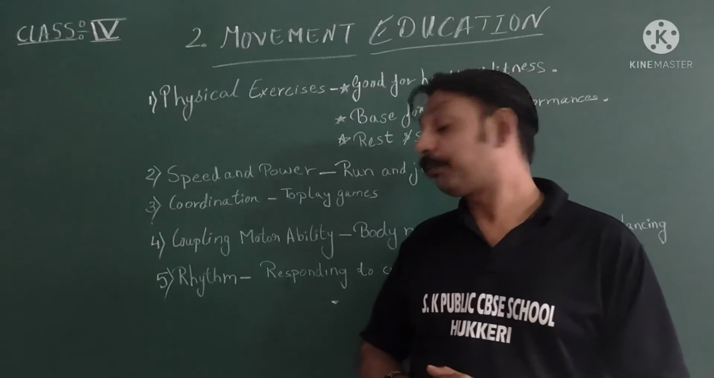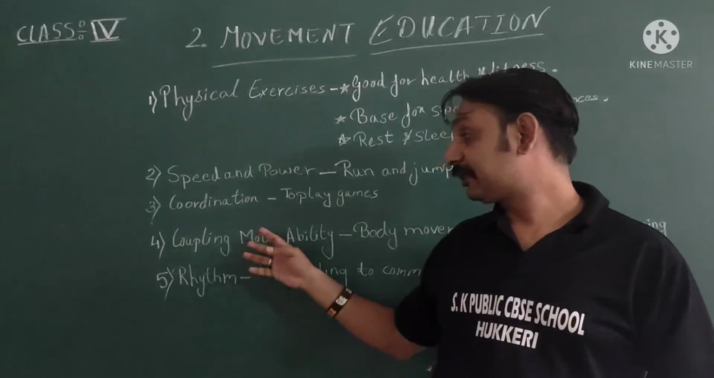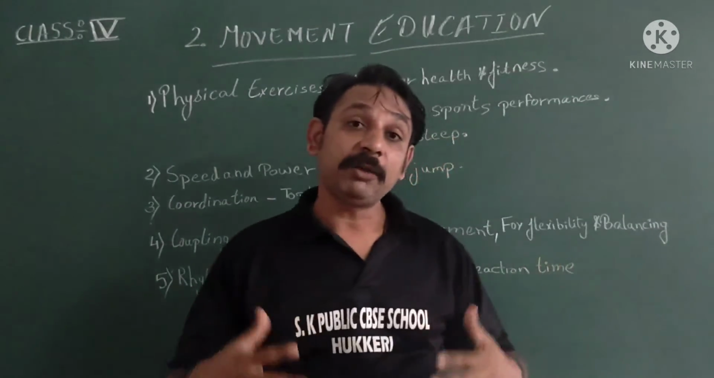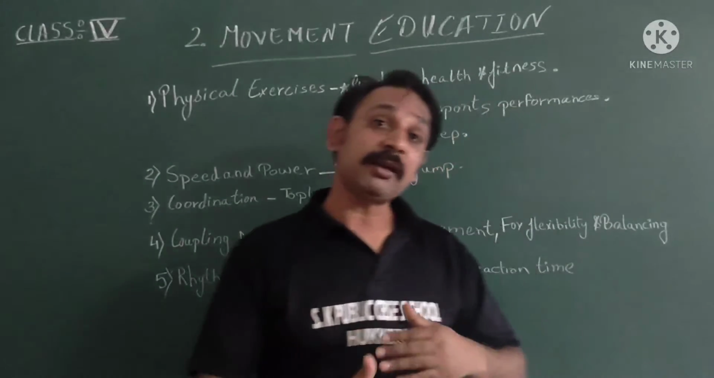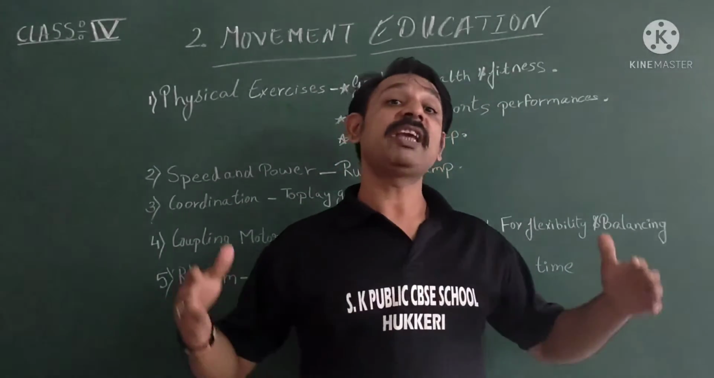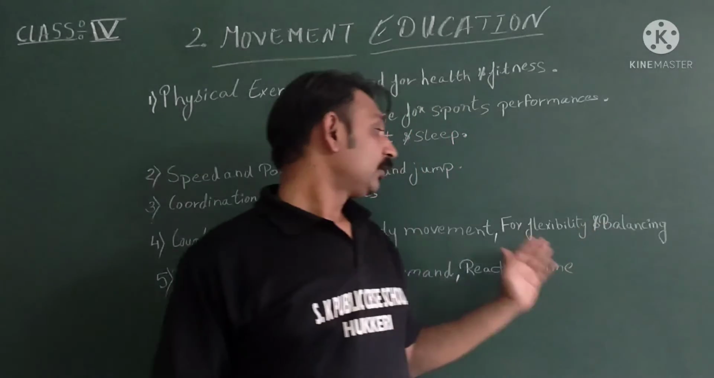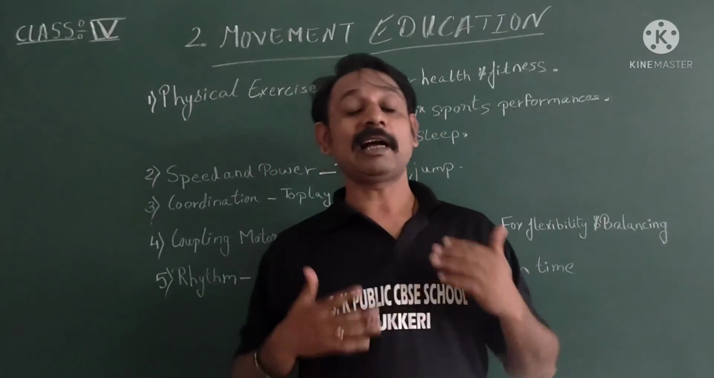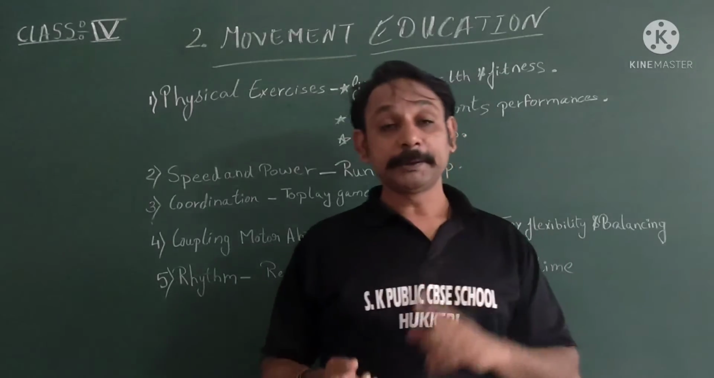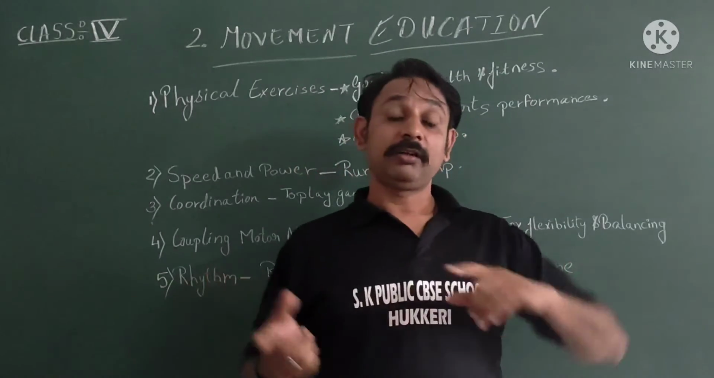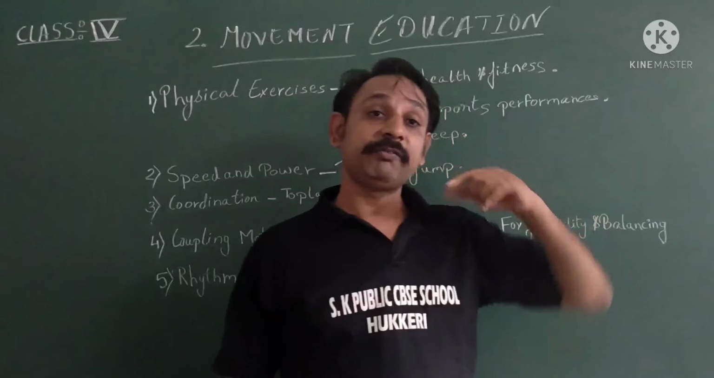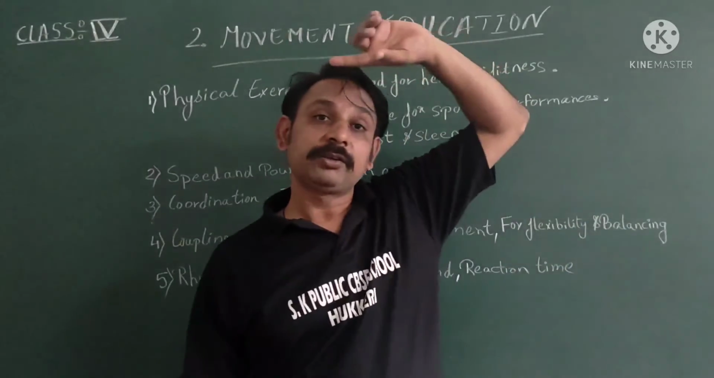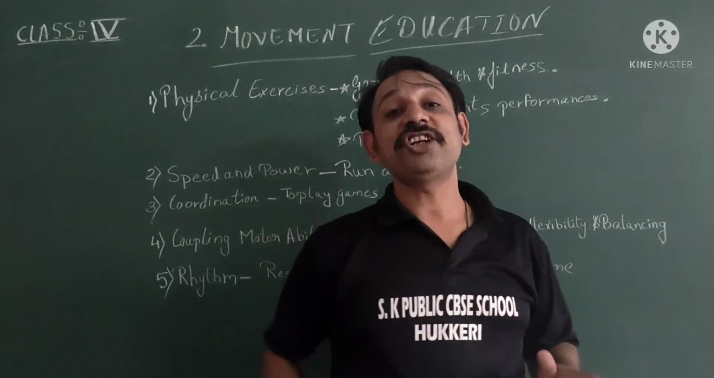Then we have coupling motor abilities, that is point number 4. It is our body movement: how we are moving our body and how flexible we are. Along with flexibility, we have how we balance our body. It may be the cartwheel we are doing, it may be a flip, where we rotate ourselves 360 degrees.